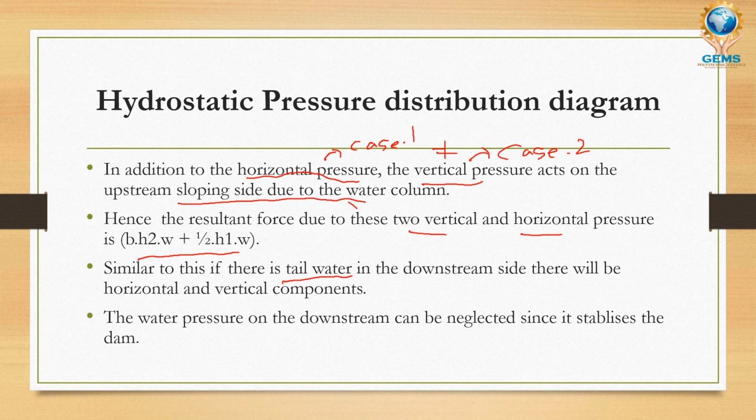If there is tail water on the downstream side, there will be horizontal and vertical components. In the previous diagram, you can see the downstream portion. If water is released through the sluice gates to the downstream side, then the water going from the upstream side to the downstream side, when it reaches the downstream side, is called tail water. This also produces horizontal and vertical components, and these exert the types of pressure mentioned in the second point.